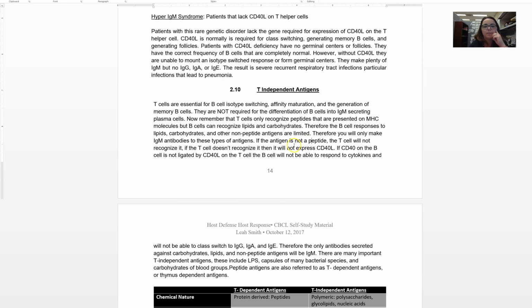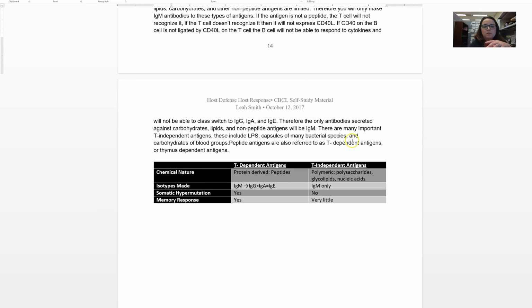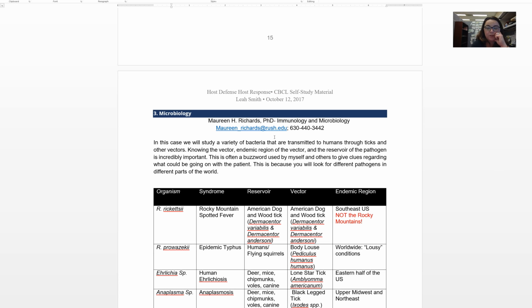Okay. T-independent antigens. What does that mean? Basically, B cells can respond to almost anything, right? They can respond to lipids, to carbohydrates, to proteins, but T cells can only respond to proteins. So T-independent antigens are antigens that T cells can't respond to, but B cells can. That's kind of the short end. Read this to understand the long end. Okay, that's immuno for this one.